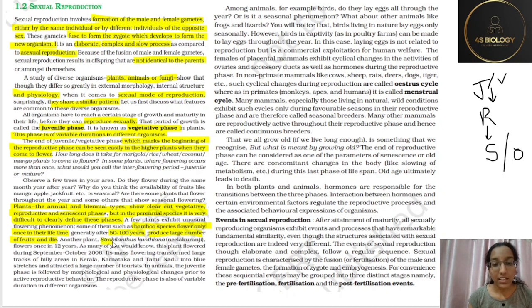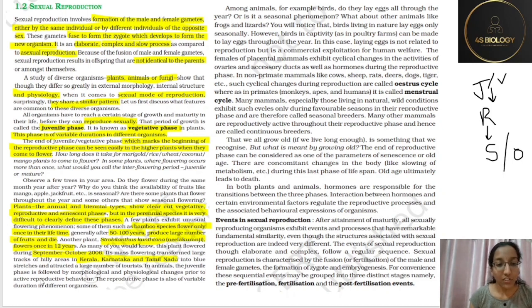Another plant, Strobilanthes kunthiana or Neela Kurinji, flowers once in 12 years. This one flowers once in 12 years, while the bamboo flowers once after 50 to 100 years and dies. As many of you know, this plant flowered during September 2006, then next in 2018, and next in 2030. So once in 12 years. Its mass flowering in Kerala, Karnataka and Tamil Nadu turns hills into blue stretches and attracts a large number of tourists.